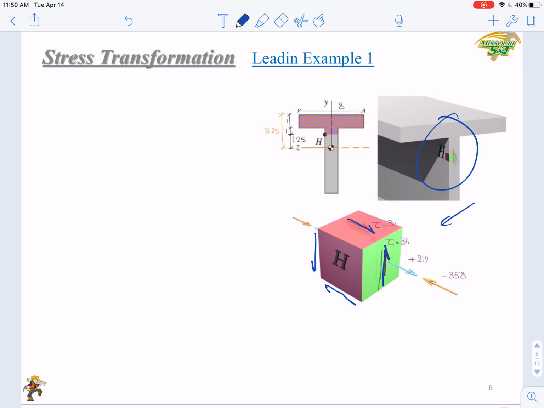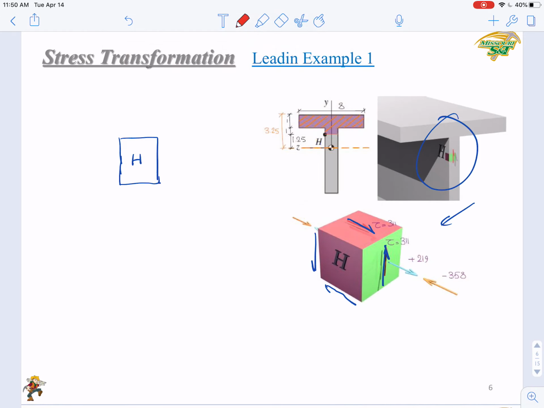Okay. Then since the shear stress on the H plane is 0, we can simplify this three-dimensional element into a two-dimensional case. Okay, we just draw a two-dimensional stress element. This is the plane H.